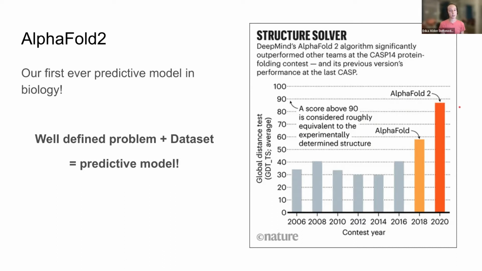And this success was enabled, I would say, by two key things. The first was having a really well-defined problem, right? Let's predict structures of proteins. And two, having a suitable data set that relates to that problem. Together, that's a recipe for being able to create a predictive model.